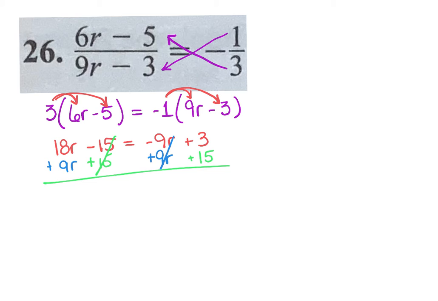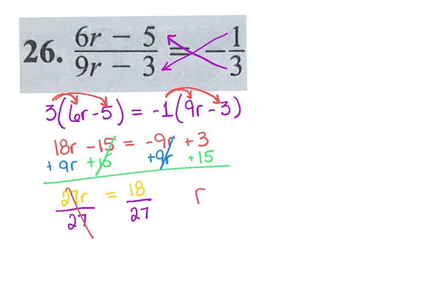18 and 9, what do I get there? 27r. On the other side, I have 3 and 15. I have one final step here before I simplify. What do I need to do? Yeah, I need to divide both sides by that 27. Both sides divided by that 27.